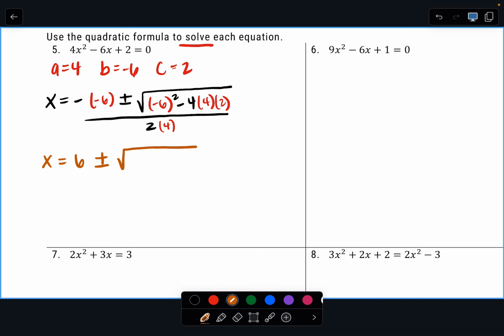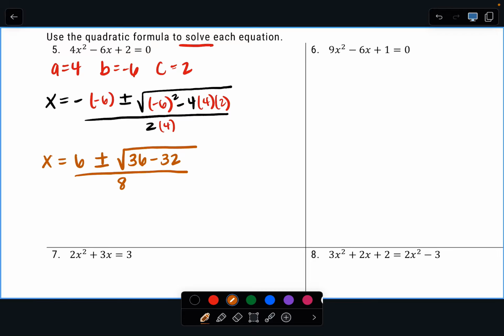When I do this, I do it in parts. So what is -6 squared? Positive 36. And then if I look at the signs in the second half of the discriminant, it's still going to be negative. What's 4 times 4? 16. What's 16 times 2? 32. There we go.